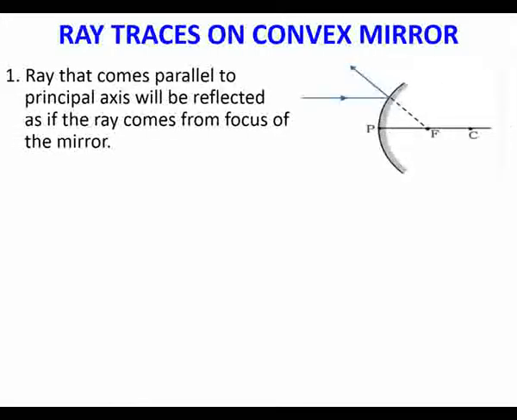After we learn about the concave mirror, now we learn about the convex mirror. Before that, we should know the ray traces on convex mirror. There are three ray traces on convex mirror. The first ray is the ray that comes parallel to the principal axis will be reflected as if the ray comes from the focal point of the mirror, or from the focus of the mirror.